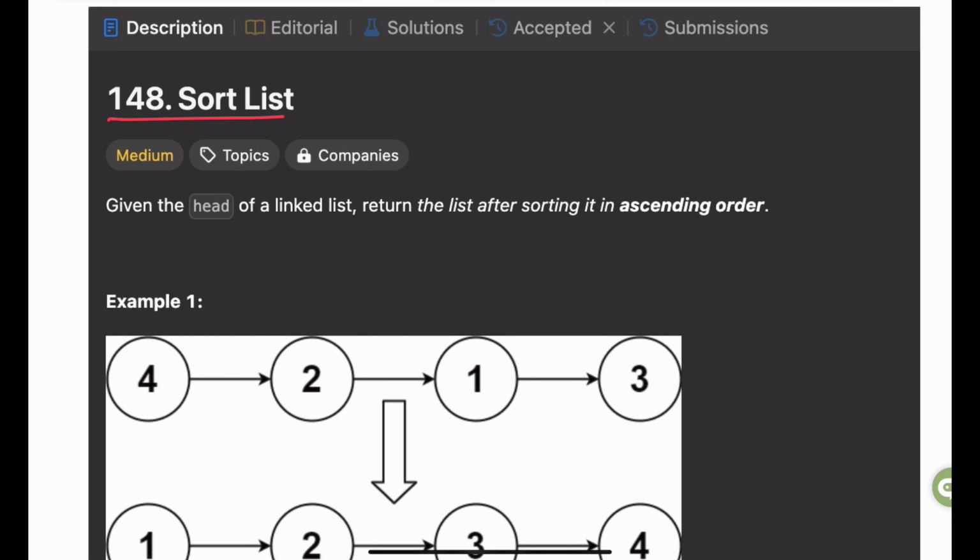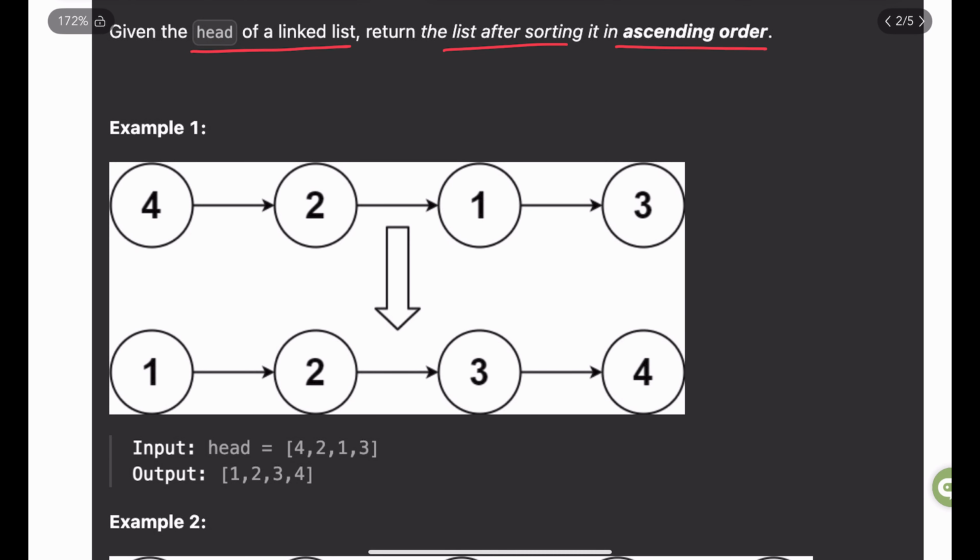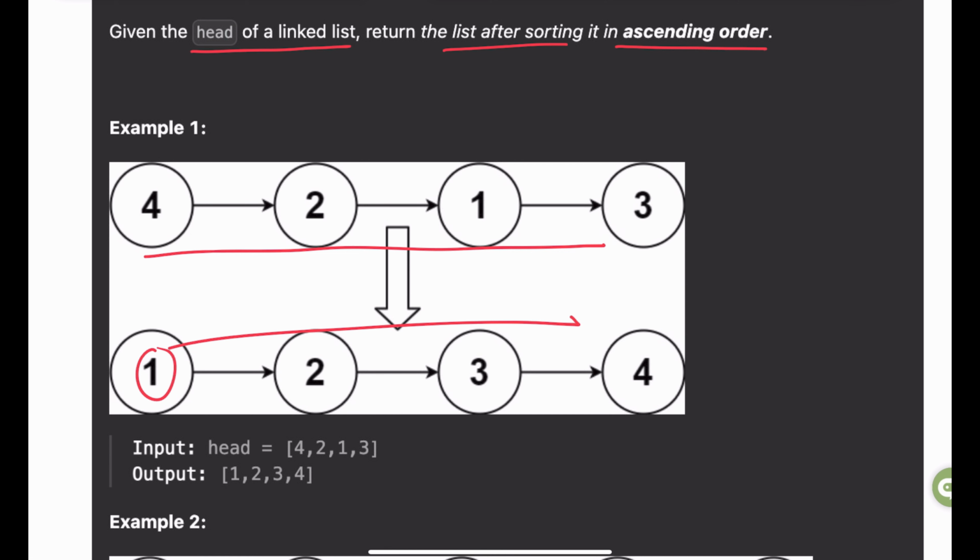The problem statement is we are given the head of a linked list. We need to return the list after sorting it in ascending order. In example number 1, the linked list is in the format 4, 2, 1 and 3, and after sorting it in ascending order, the output should look something like this, starting with node 1 all the way to 4.